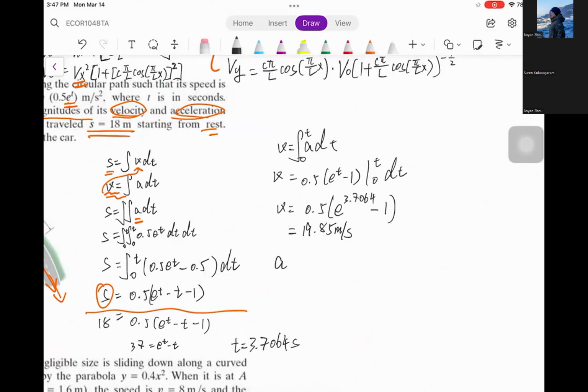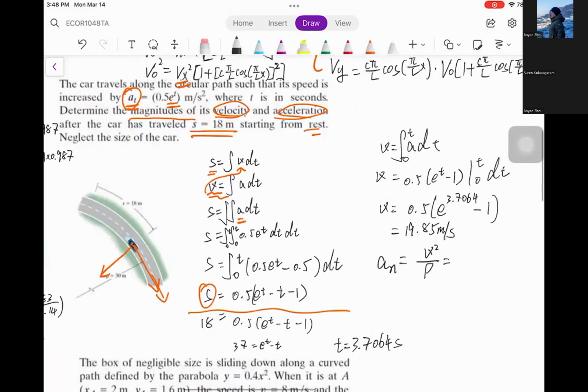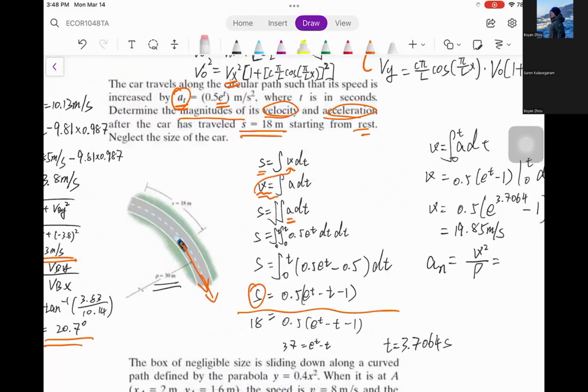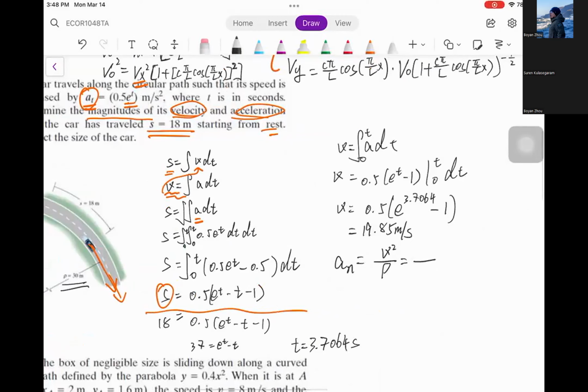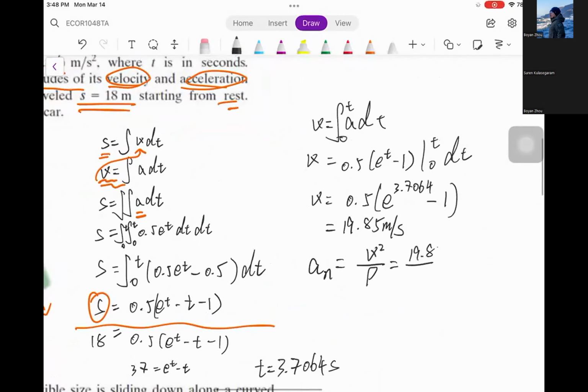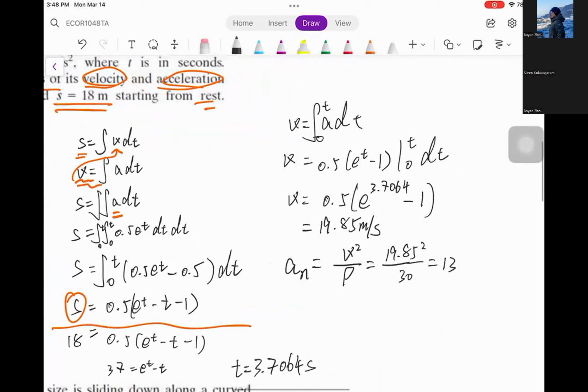For the centripetal acceleration, in this case we call it the acceleration that is normal to the moving path. So a_n is equal to the velocity to the power of 2 over the radius of the circle. Here they use rho. So just put in the number, 19.85 to the power of 2 over rho, which is 30. So you're going to get 13.14 meters per second squared.